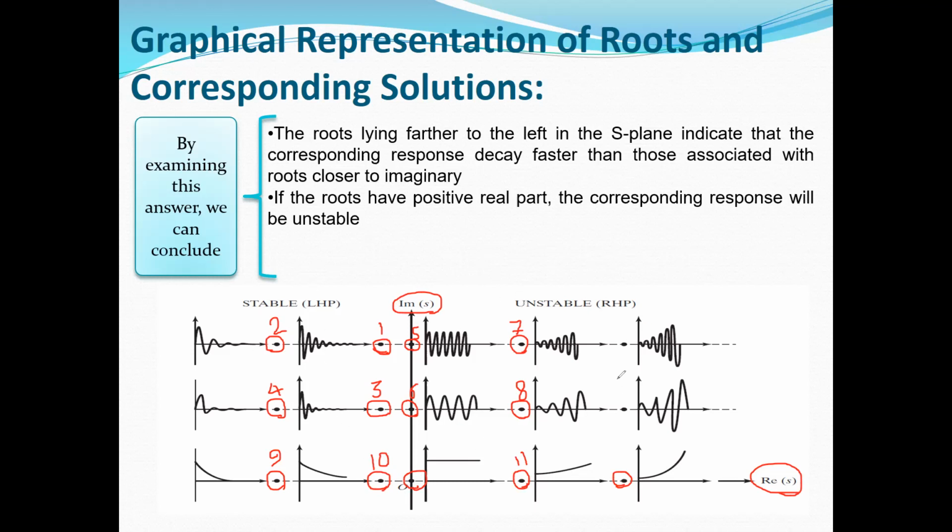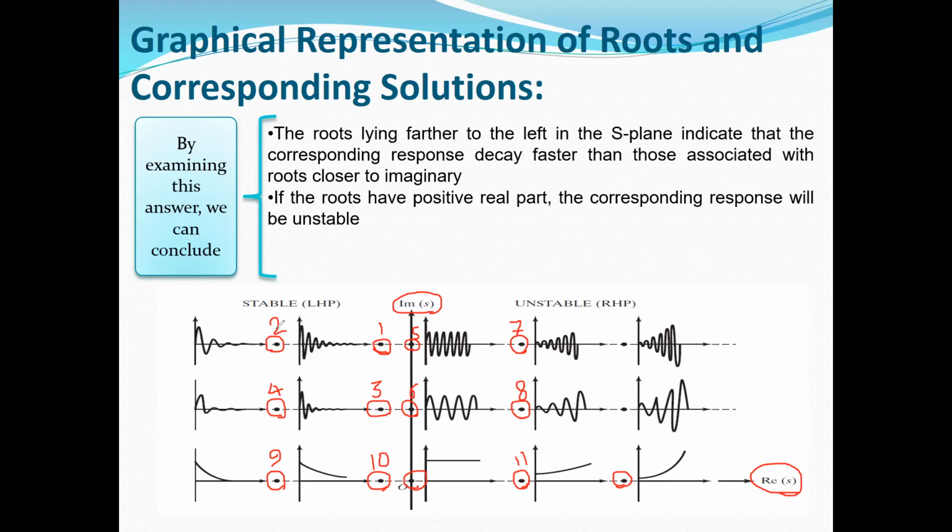In this S plane, according to your coefficients K, M, and C, you can find the roots of the characteristic equation, and these roots can be located at any point on this S plane. Now we want to discuss the effect of the position of these roots on your response behavior. As you can see, we have plotted the response for different roots.